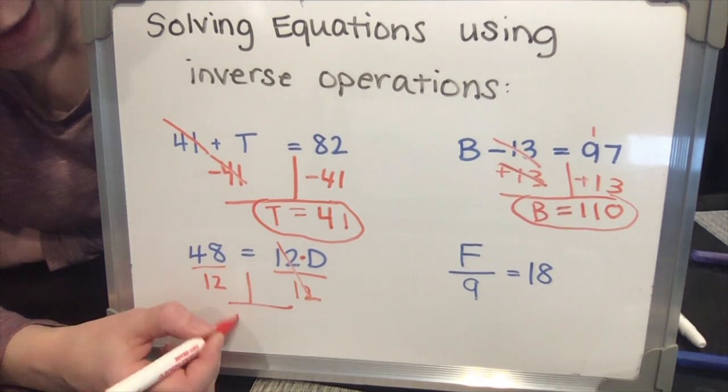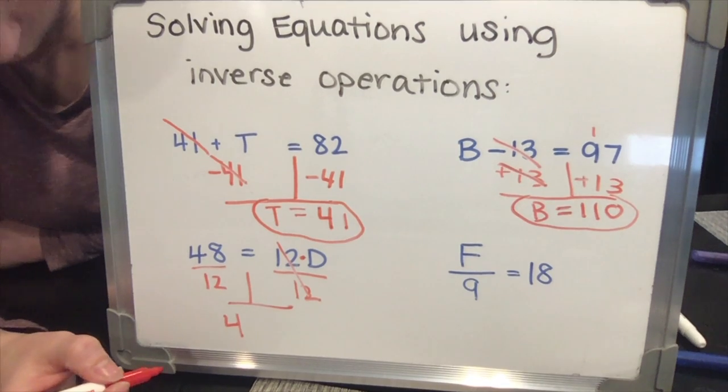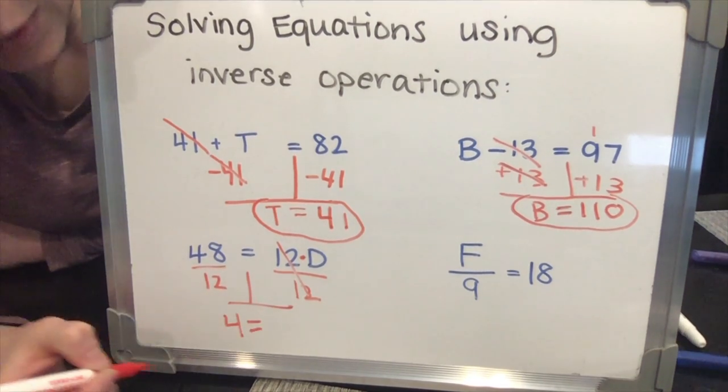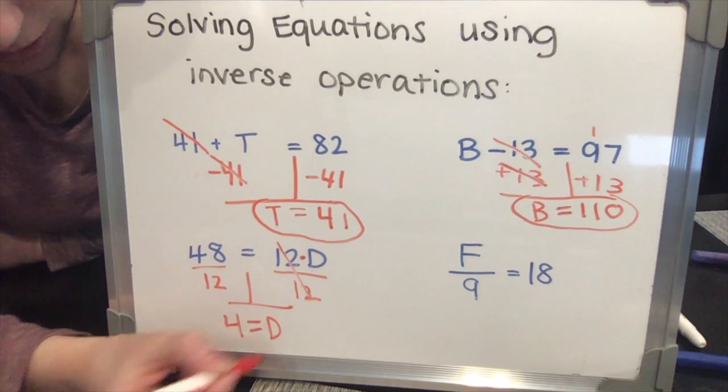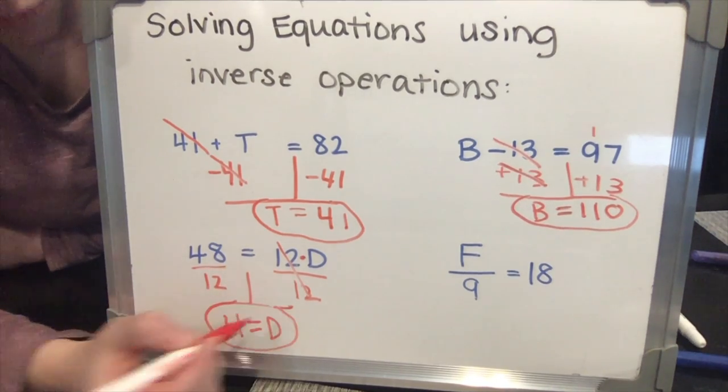Over here we have 48 divided by 12. I know with my math facts that the answer to that is 4. So I'm going to bring down 4, bring down my equal sign, and bring down the variable d. So my answer is 4 equals d.